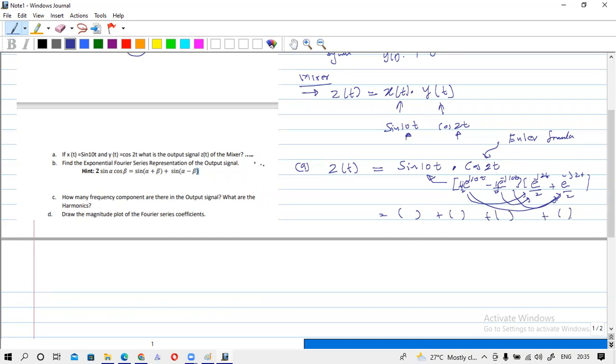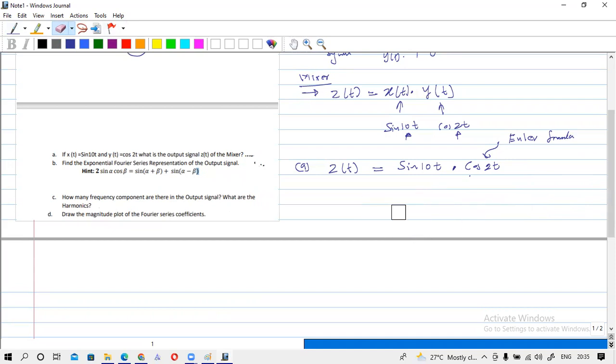Okay, exponential terms, and this will be your Fourier series representation. So you can get this approach. But here we are asked to use this identity. Can you see what is the importance of this identity?